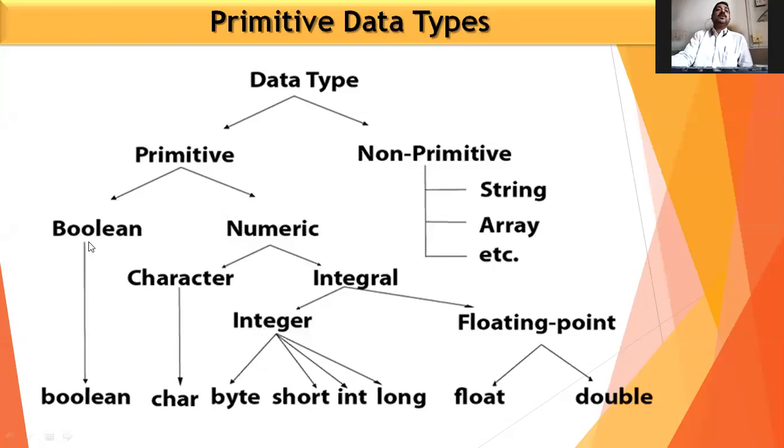But in primitive, there is Boolean, with the values true and false, then numeric, and character. Numeric has two parts, integral and floating point. Floating point has two types, float and double. And integral has the integer types, that is byte, short, integer, and long. Those are all integer data types. The character has only one character data type.